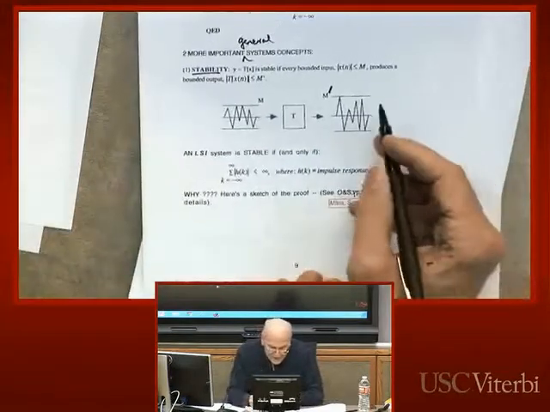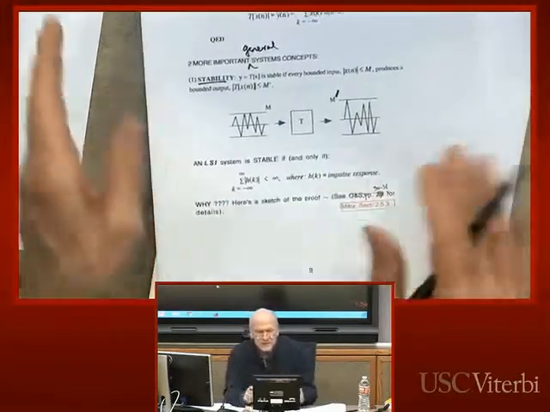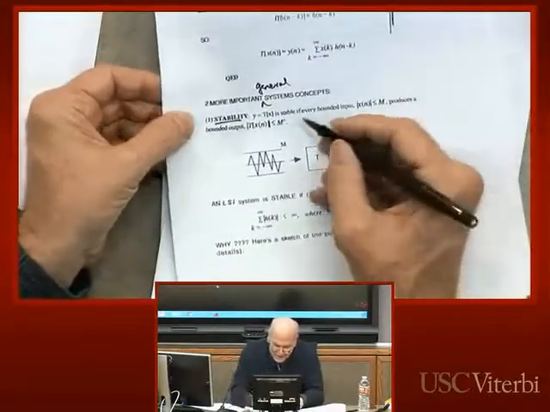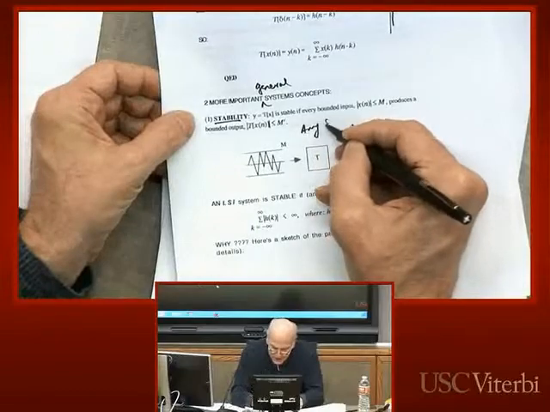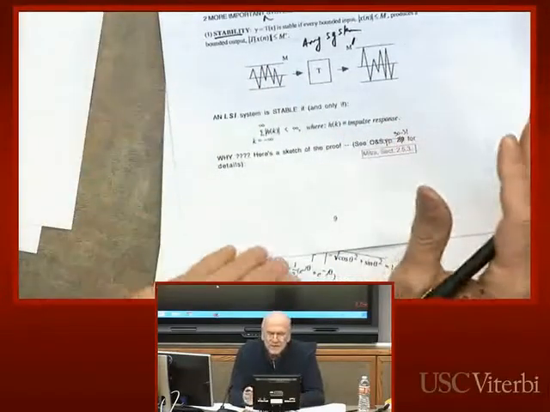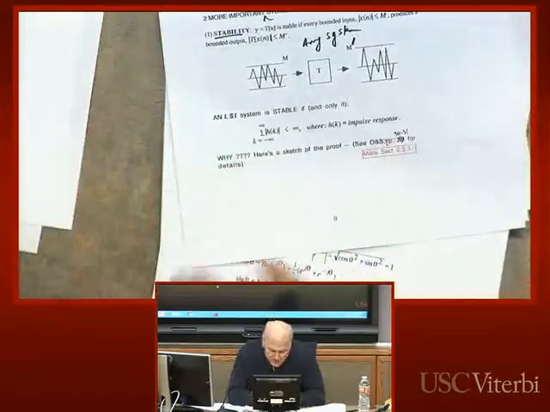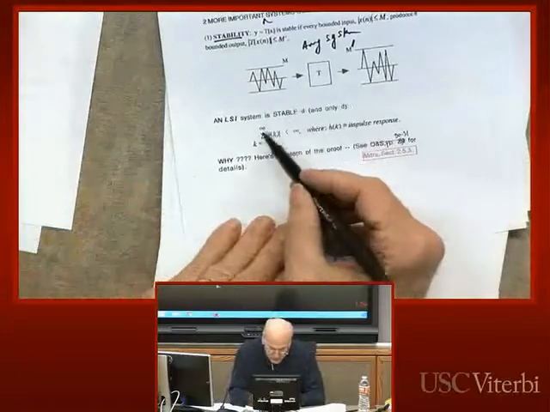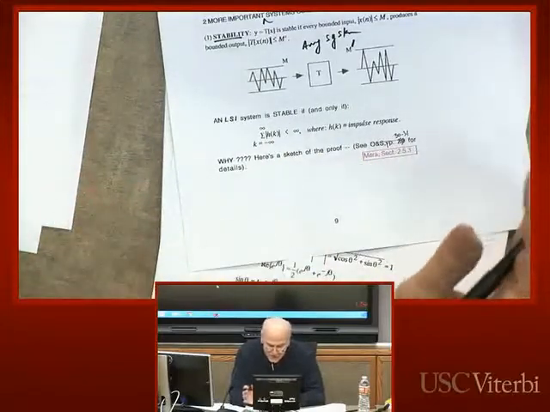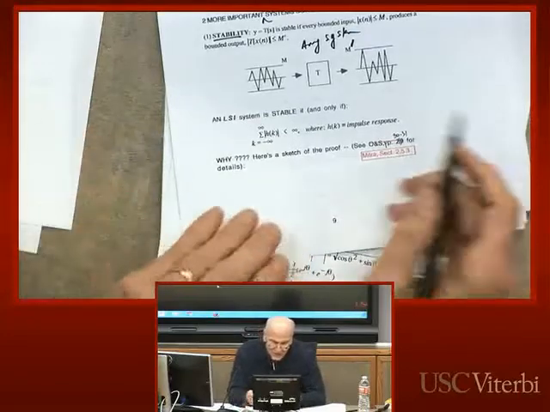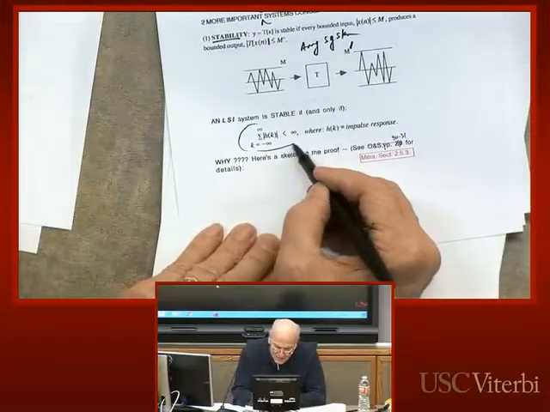Okay, so this is one of the examples I meant. That's true for any system, that's a general definition. But what if the system is linear shift invariant? Then it's very, very interesting. If the system is linear shift invariant, then it turns out to check for stability, all you have to look at is the impulse response.